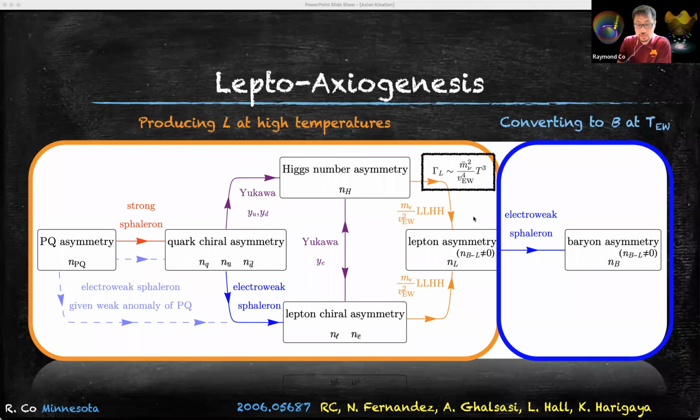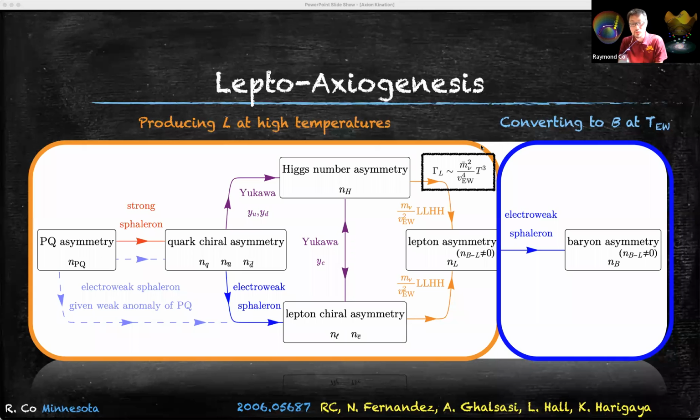So I won't go into all of the details, but the idea is that you transfer this PQ charge from the strong sphaleron, and everything in the middle here is just the standard model Yukawa couplings and electroweak sphaleron processes. You will start to create the Higgs number, lepton current symmetry, which eventually gets converted into the lepton symmetry. And this lepton symmetry, just like in leptogenesis, can get transferred to the baryon symmetry through the standard model electroweak sphaleron.